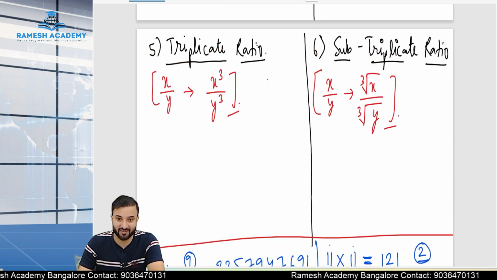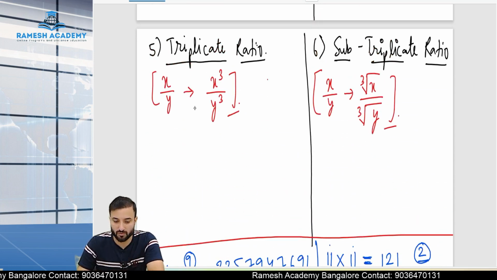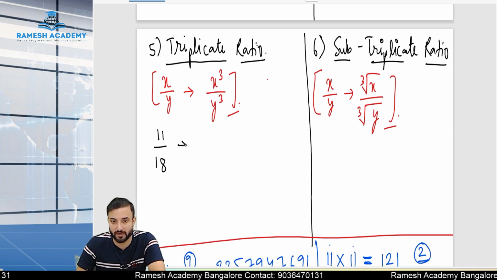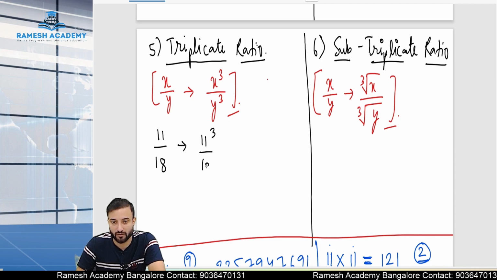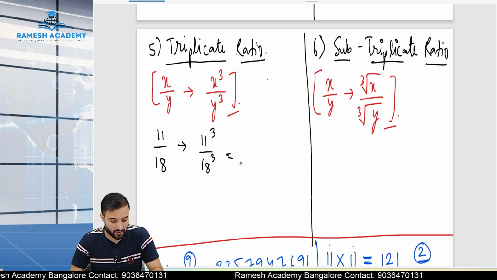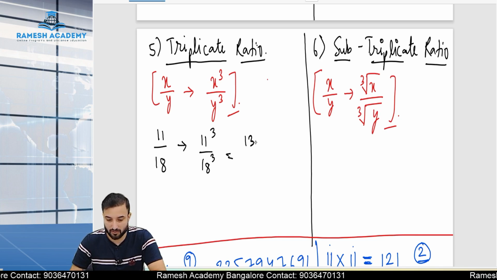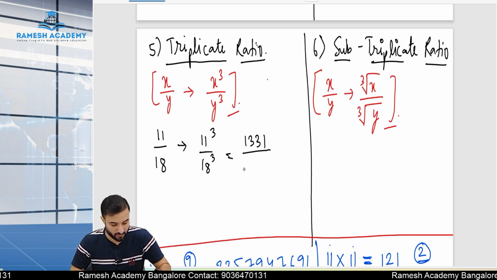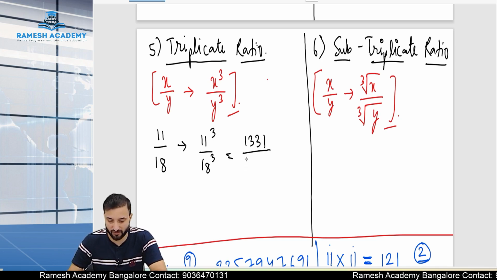So now we'll come to here. Triplicate ratio means you have to do the cube. So suppose you take the ratio as 11 divided by 18. You have to find the triplicate ratio. So what we will do? 11 cube by 18 cube. So what will become? Yes, you have to calculate. 11 into 11 into 11 is 1331, divided by 18 power 3. So 18 into 18 into 18. For small numbers you can do it, guys: 5832.